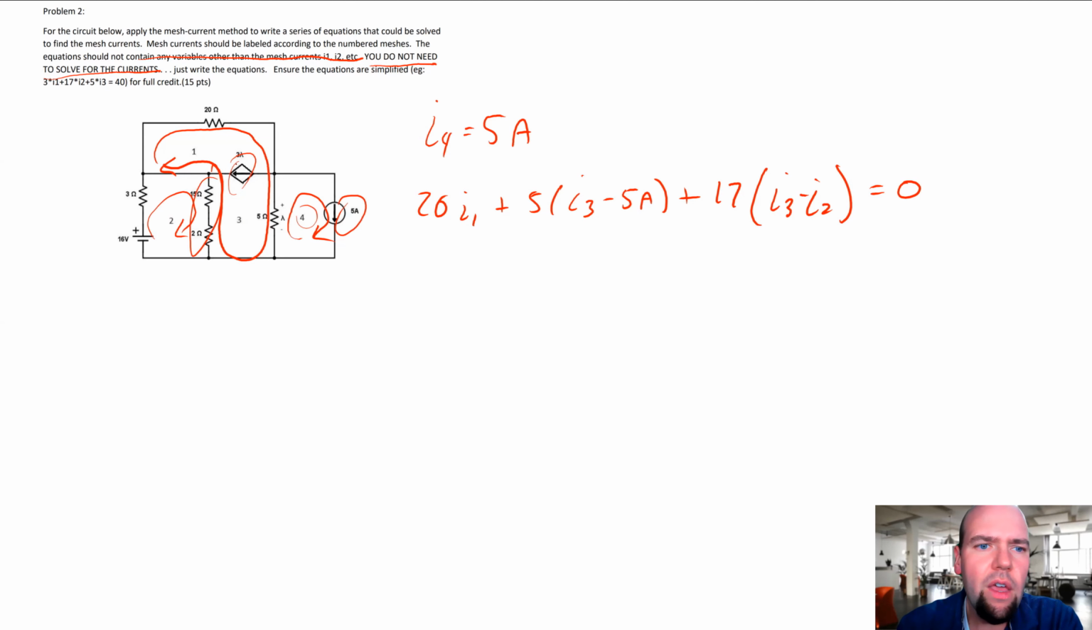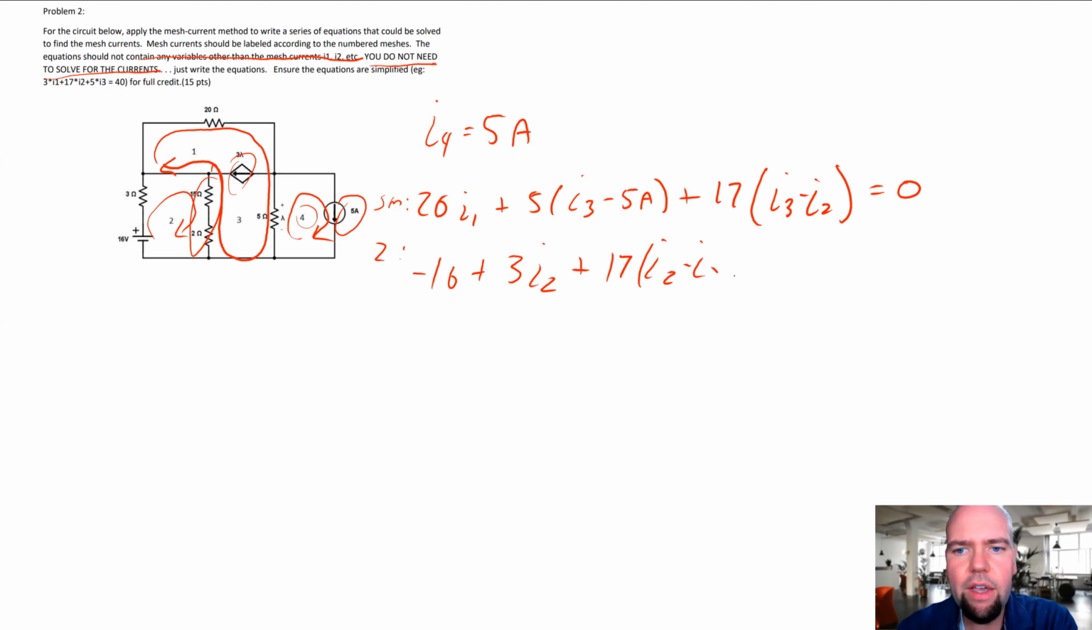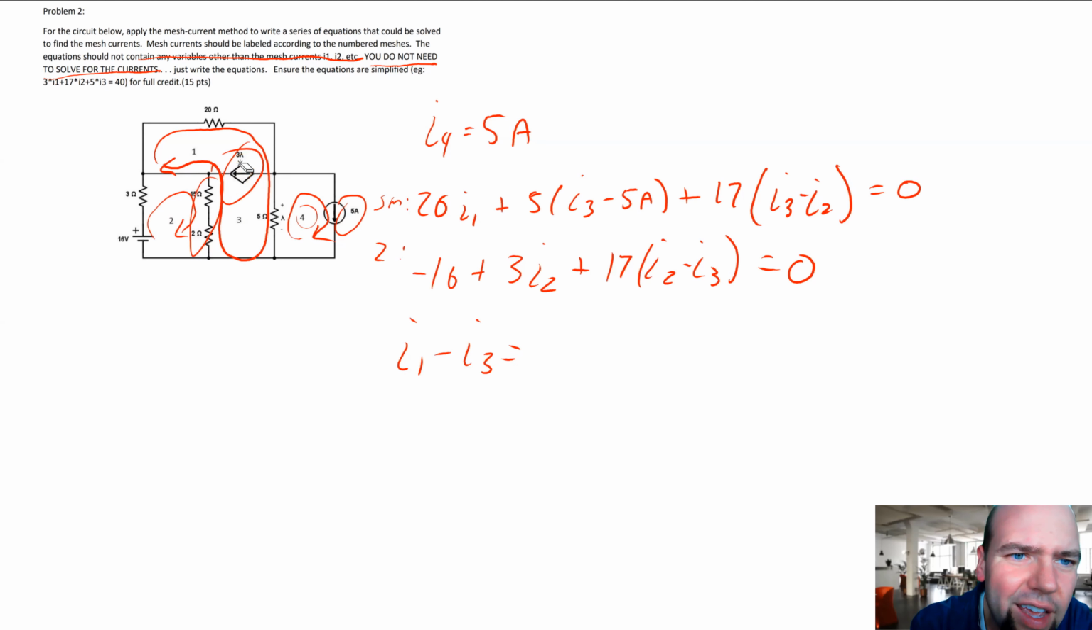So, and then we'll do around mesh 2. So this was around the super mesh. Now around mesh 2, we have negative 16 plus 3I2 plus 17 times I2 minus I3 equals 0. Okay. And then we have that last equation, which relates these two currents together. So we have to say I1 minus I3 equals 3 lambda.